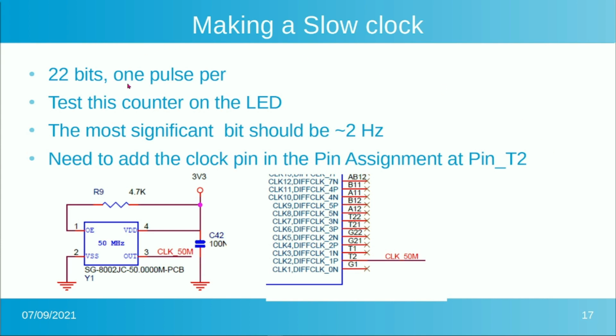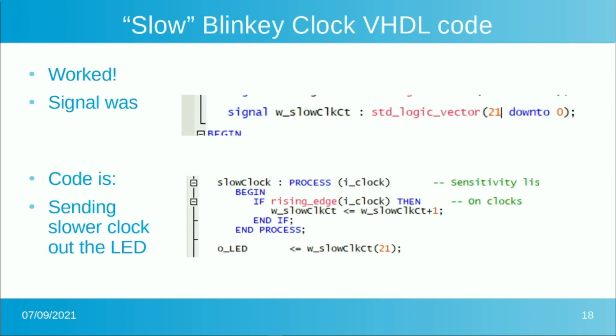Making the slow clock, we did need to find this pin anyway. It's from the schematic. The signal name for the 50 megahertz oscillator's clock is clock underscore 50M, and it's on pin T2 of the FPGA. So we'll need that. We'll add that to the pin list just like we did in part 1. If you didn't watch part 1 on how to assign pins to the part, it's a good thing to do. So we did that, and it worked.